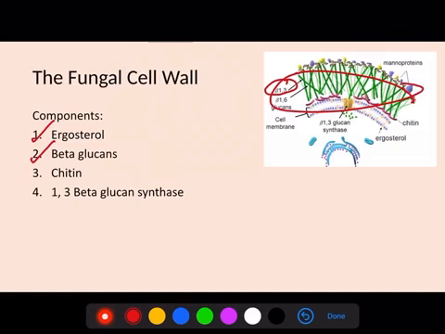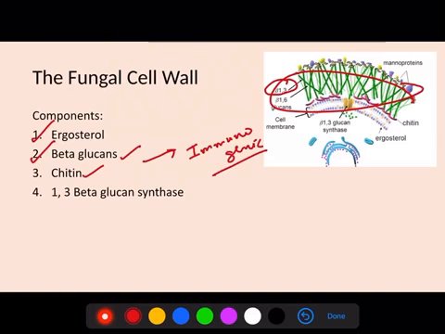Finally, we have chitin. Chitin is a polymer of N-acetyl glucosamine, which is derived from glucose. It is the primary component of the fungal cell wall. Both chitin and beta-glucans are immunogenic. This means that the body's immune system can recognize these special particles and consider them to be foreign. This acts as a host defense mechanism.